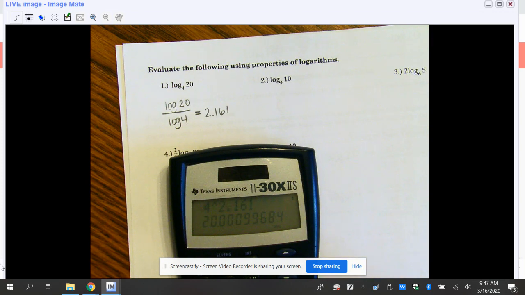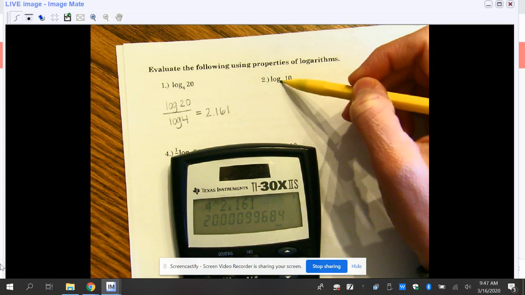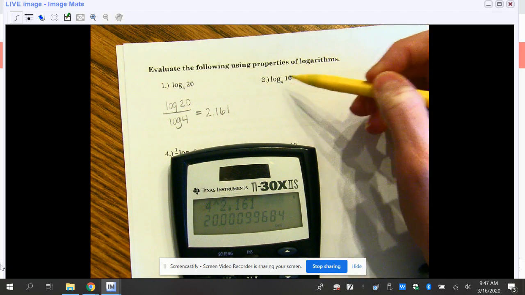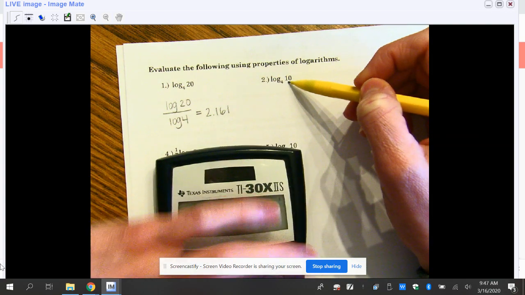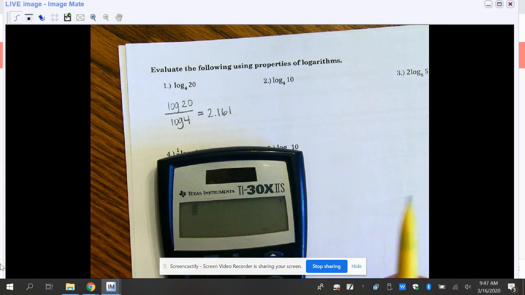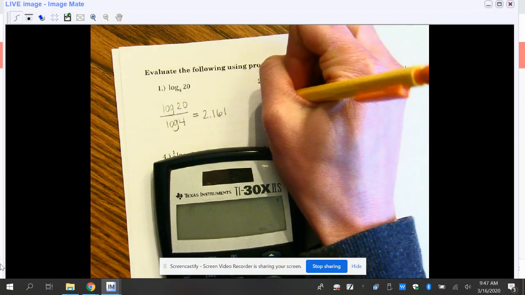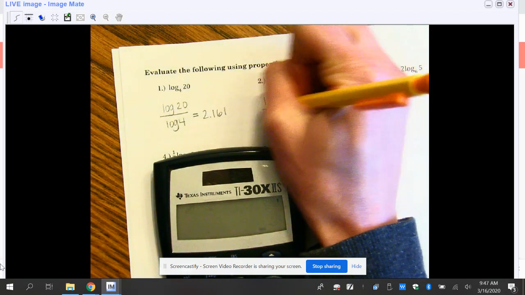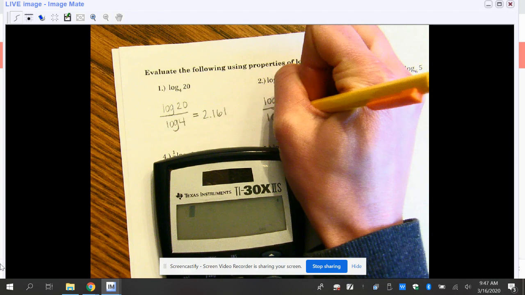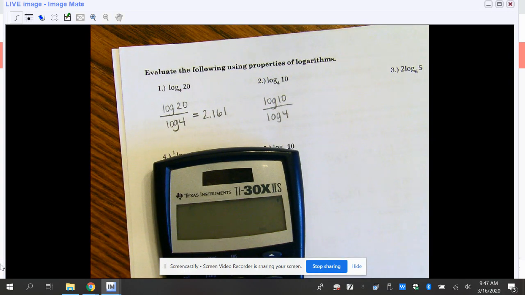So this is kind of the same. This is really 4 to what power is 10? Well, I can't evaluate that with a whole number or a negative or a fraction or something like that. So we're going to have to use the change of base. So that's going to be the ratio of the log of 10 divided by the log of 4. Okay, so the log of your base is always what goes in the denominator.